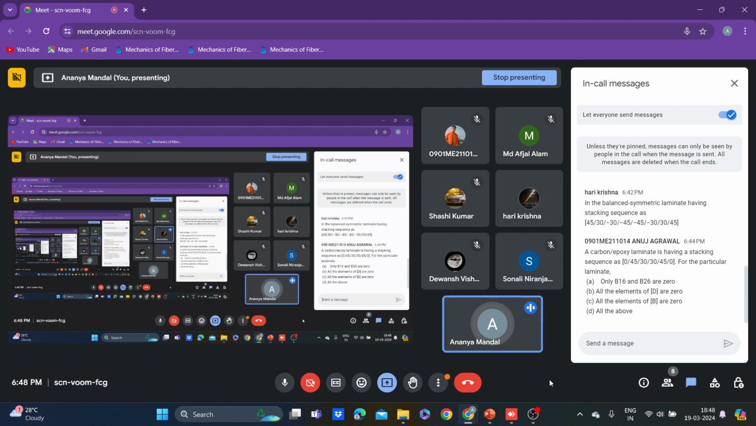No, no, no. You can't say that. Because A16, A26 concept mostly comes for balanced ones. Balanced symmetry always has a plus and minus. In this question, you can see the laminate sequence is all positive. There is no negative. So if there is no negative for every angle, it won't be balanced. If it won't be balanced, the A16, A26 values will not be equal to 0. You need a positive and negative for the same angle, then only it will be balanced and A16, A26 will be 0.